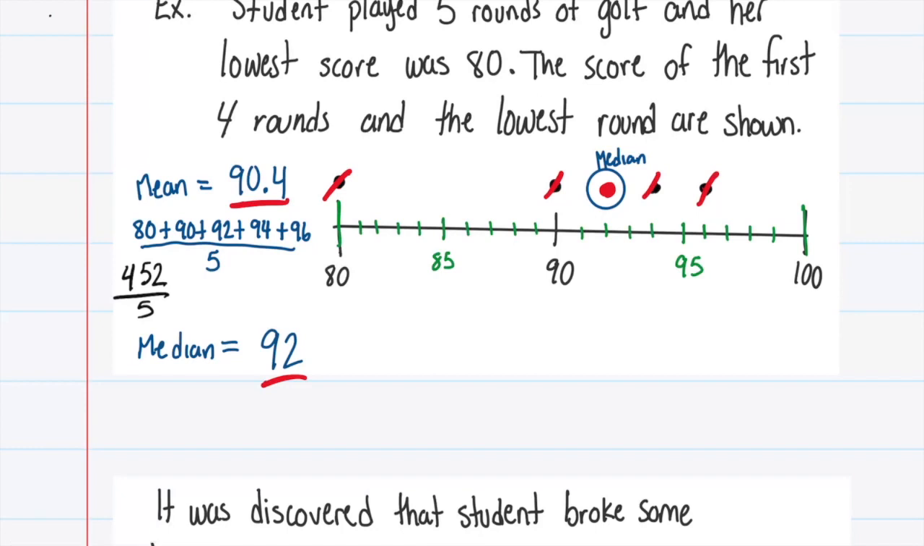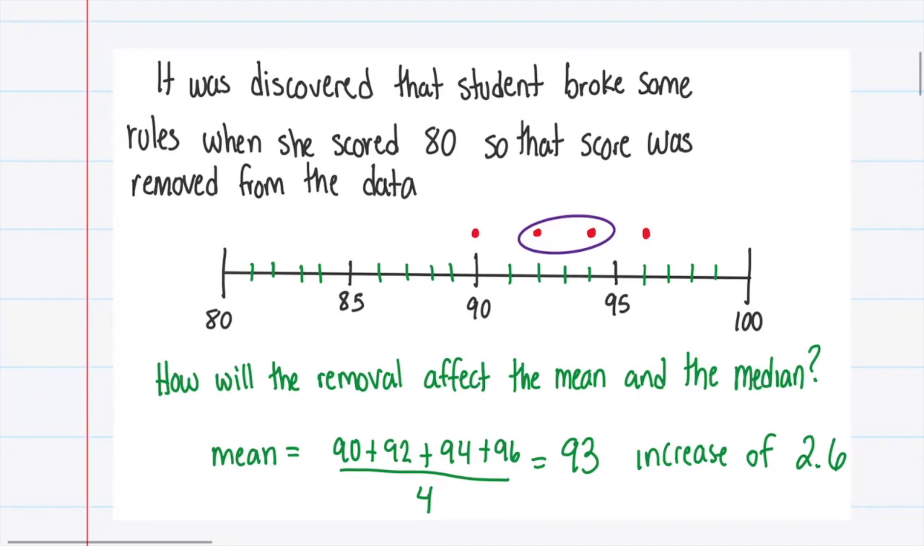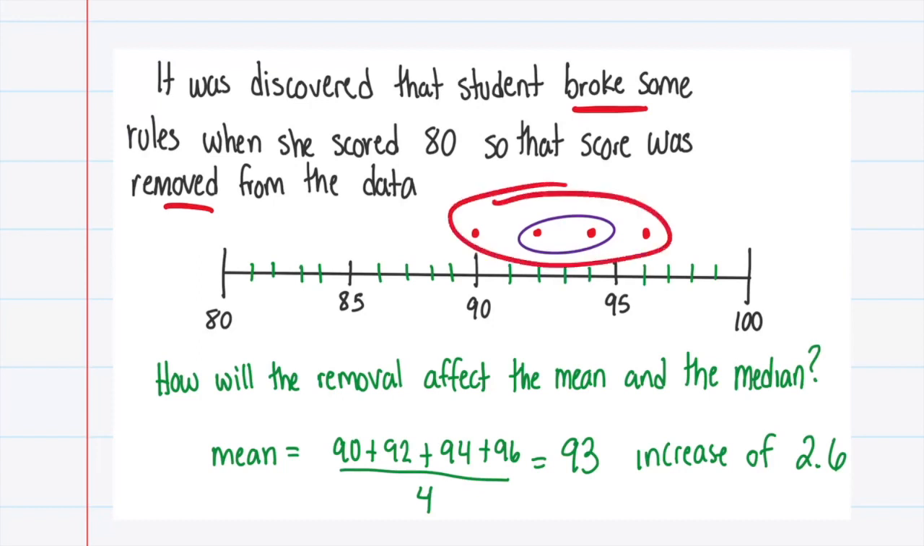All right. Now let's look at part 2. It was discovered that this student broke some rules when she scored 80. So that score was removed. Well, what happens if we get rid of 80? Well, we only have 4 points now. How do we find the mean?